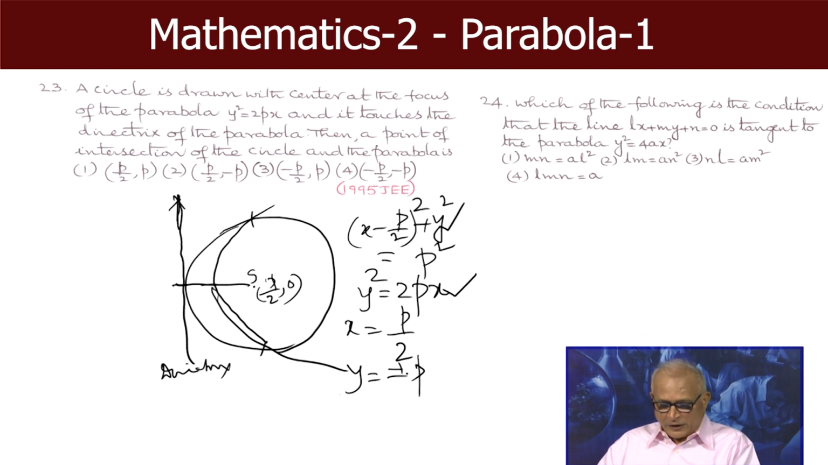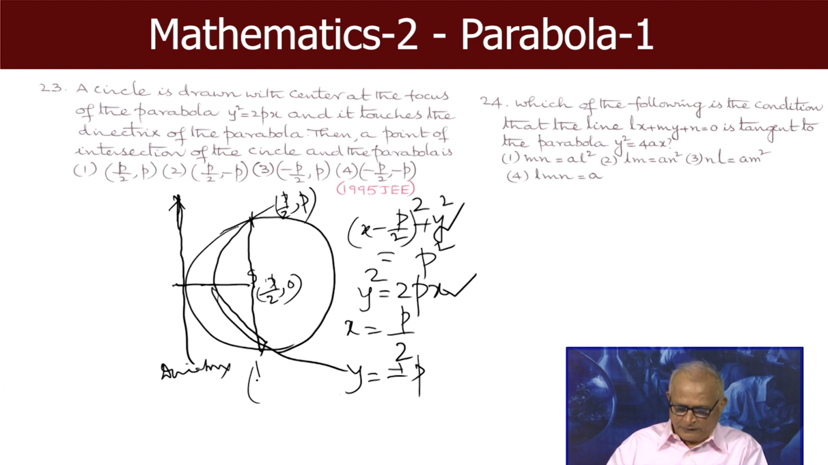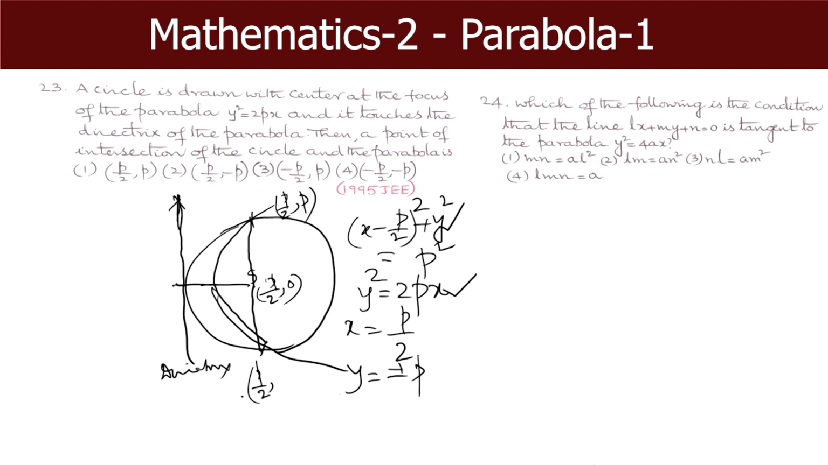That means y equal to plus or minus p. So p by 2 plus p is one point of intersection and p by 2 minus p is the other point of intersection. So these two are mirror images of each other. This is the focal chord, perpendicular to the axis. Okay, so these are the 2 points of intersection of the parabola and the circle.